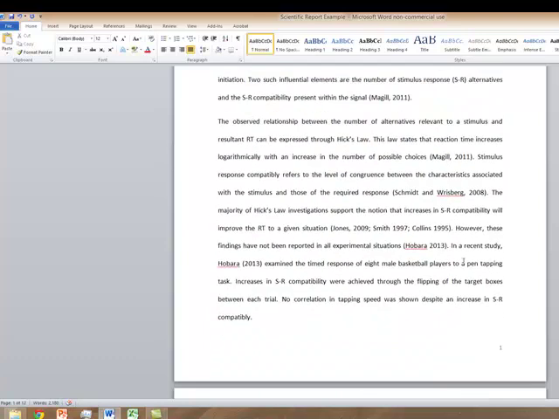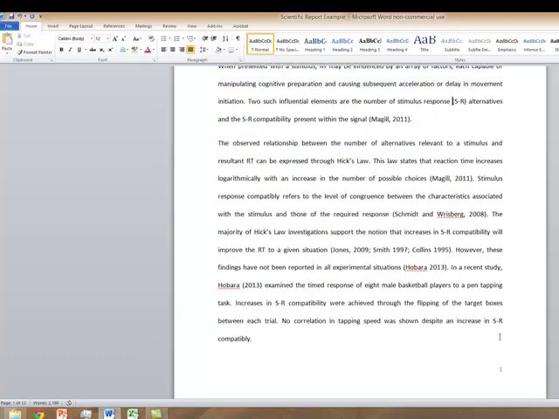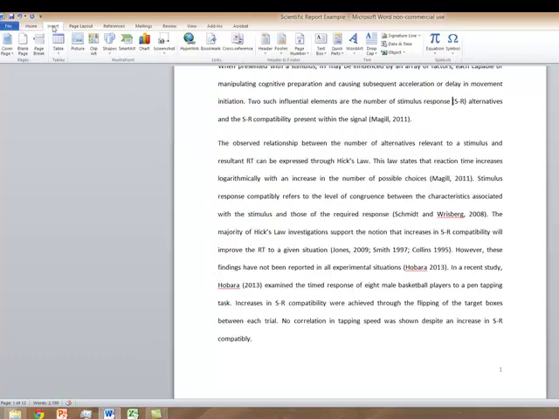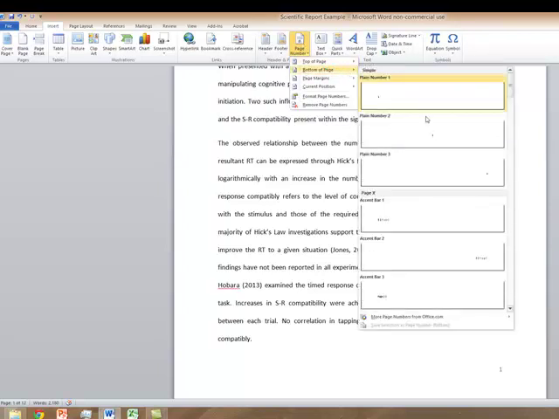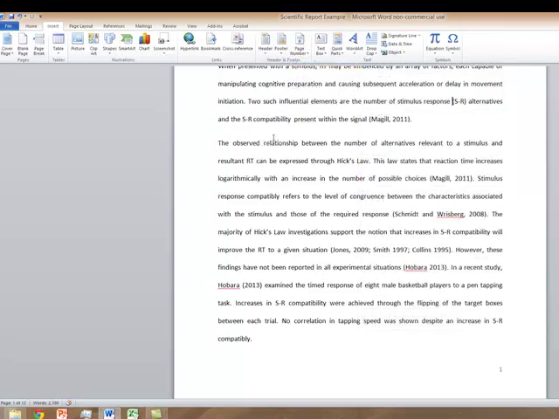Page numbers, right? Ensure that your page numbers are always clearly presented, in the bottom right hand corner. You'll find that if you go up to your insert tab, it's got things like page numbers right here, and you go to bottom of the page and it'll show you where you can add them into your headers and footers.